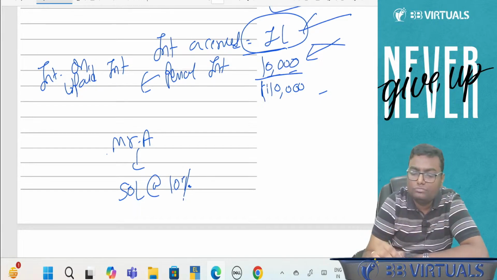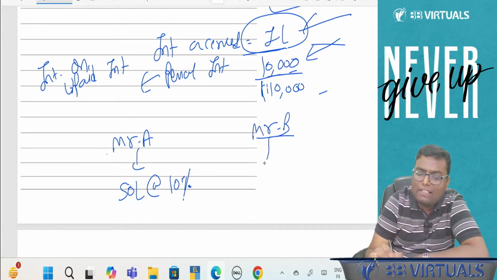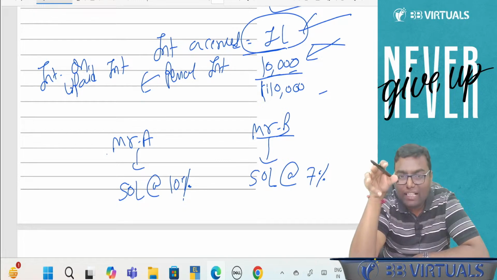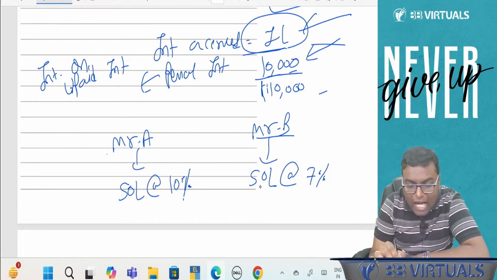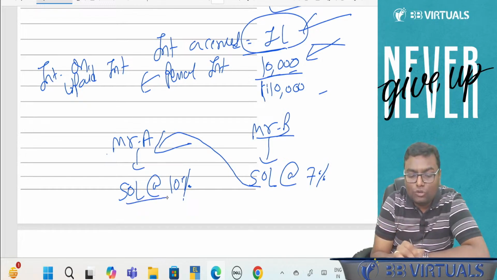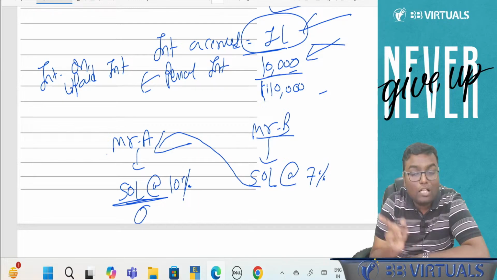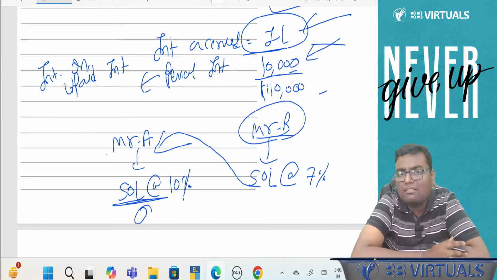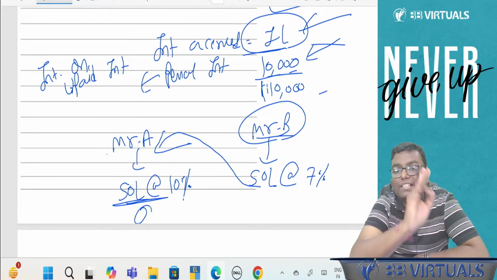After 2 years, Mr. B came to me and he said, now I will also give you a loan of rupees 50 lakh, which is only at the rate of 7%. So what I thought, let me take this 50 lakh rupees of loan from Mr. B. I will repay the entire loan of Mr. A. So now can I say the loan of Mr. A will become zero? Now whose loan will be outstanding? Mr. B. Why have I done this? I have brilliantly reduced my cost of interest.